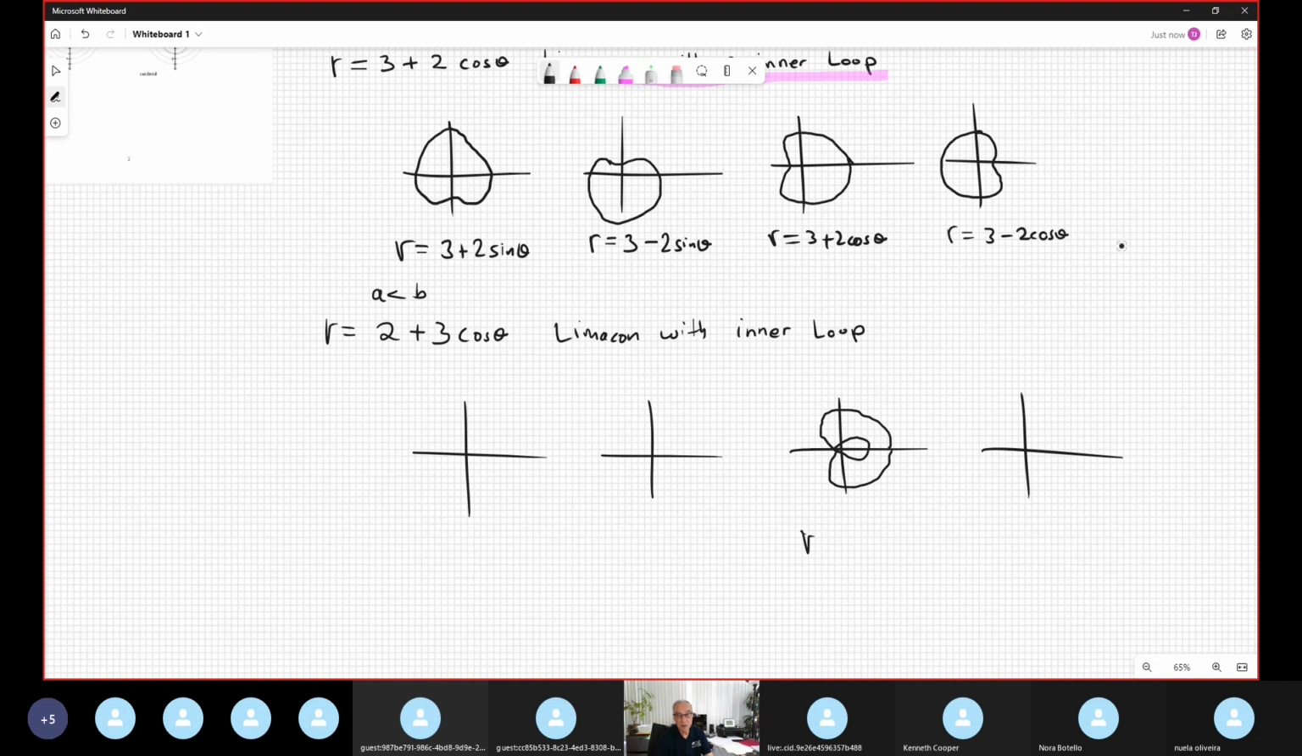This is r equals 2 plus 3 times cosine theta. And r equals 2 minus 3 cosine theta is to the left. It's the same thing, but to the left. So let me try to do my best. Okay, but wait, yes, it's in the opposite direction. Passing through the origin, yes.